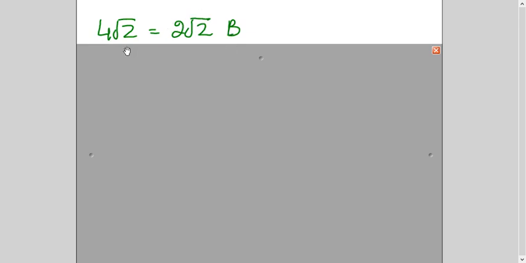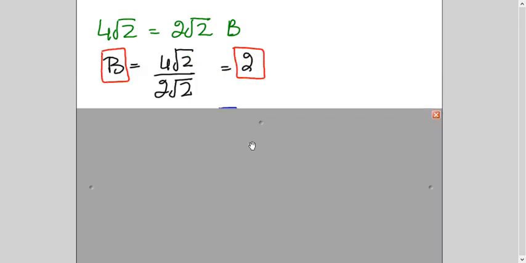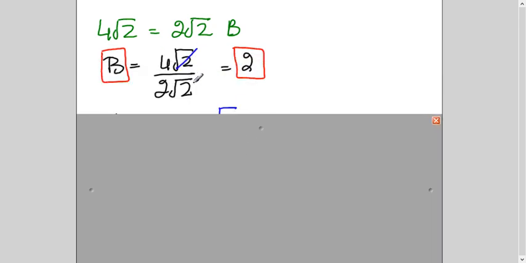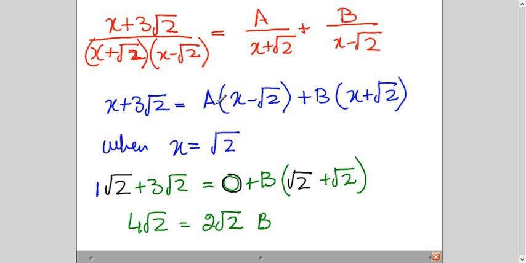Now this will go here as a cross multiply, we say. We know the reason behind it. And I got the value of 2 because this will cancel out. 2 1s are 2, 2 2s are 4. You got the value of B. Now you have to get the value of A. So now I will substitute x equals minus root 2, right?